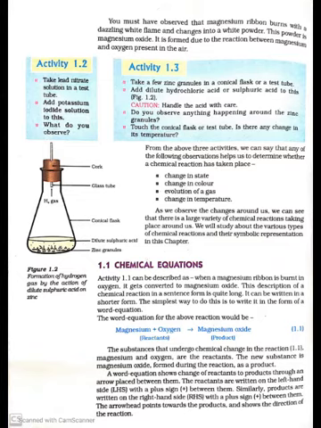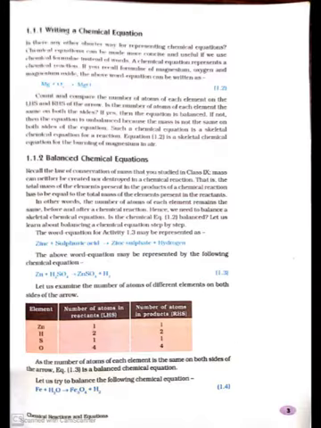A word equation shows the change of reactants to products through an arrow placed between them. The reactants are written on the left hand side (LHS) with a plus sign between them. Similarly, products are written on the right hand side (RHS) with a plus sign between them. The arrowhead points towards the product and shows the direction of the reaction.